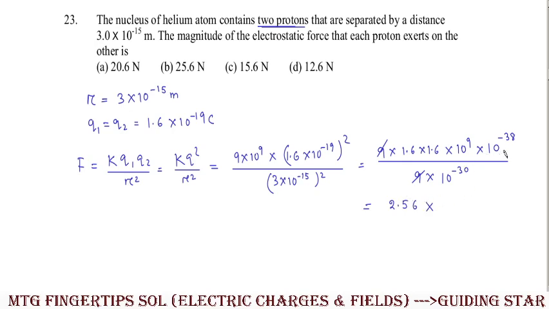If we take it to the numerator, how much will it be coming? So 10 to the power 9 minus 38 plus 30. So it will be 2.56 into 10 to the power 9 minus 8, that is 10 to the power 1. So it will be 25.6. Clear? That means the force will be 25.6 Newton. So option B will be the correct one.